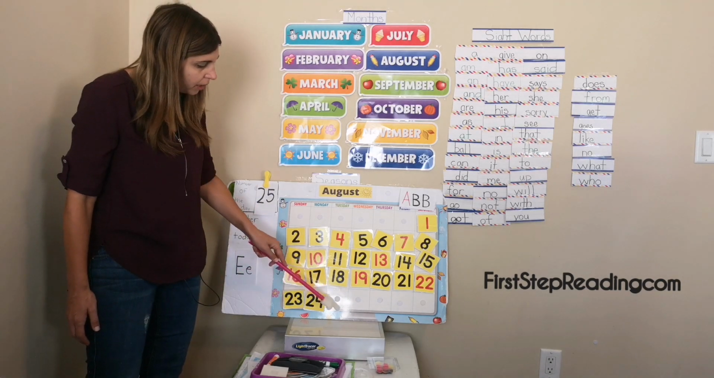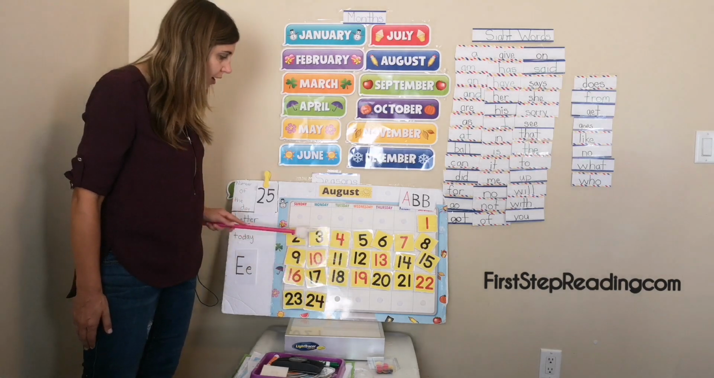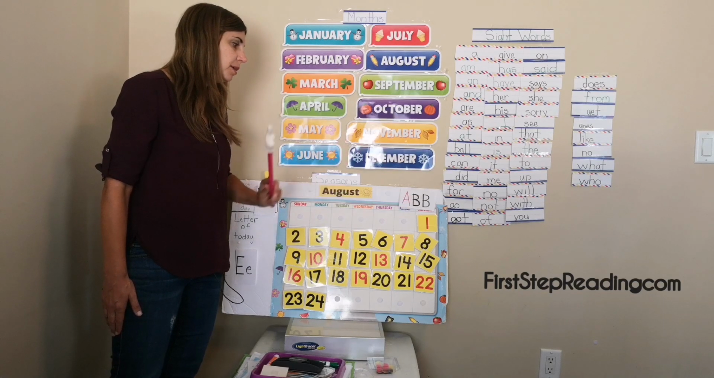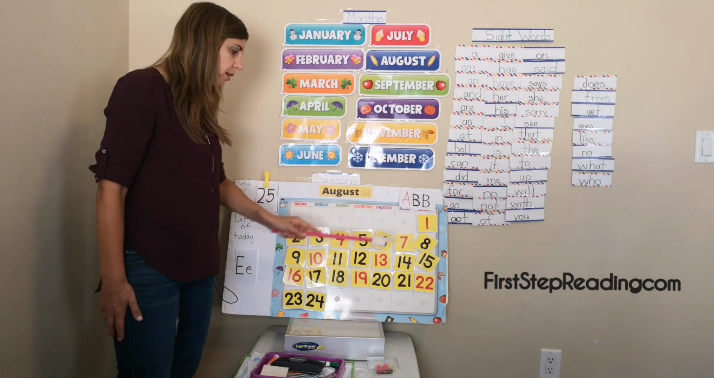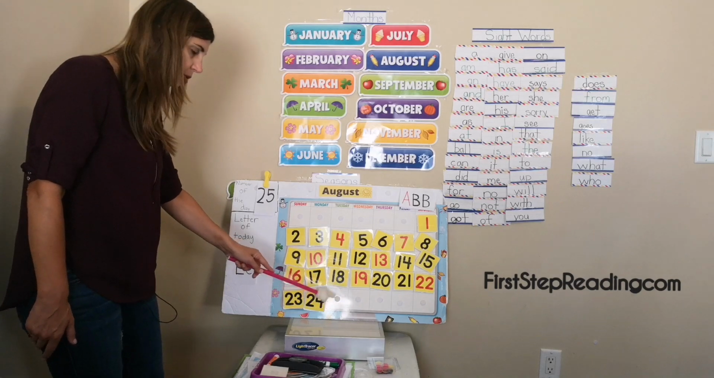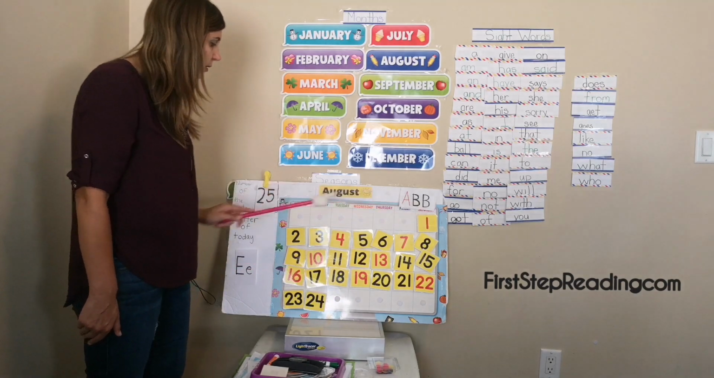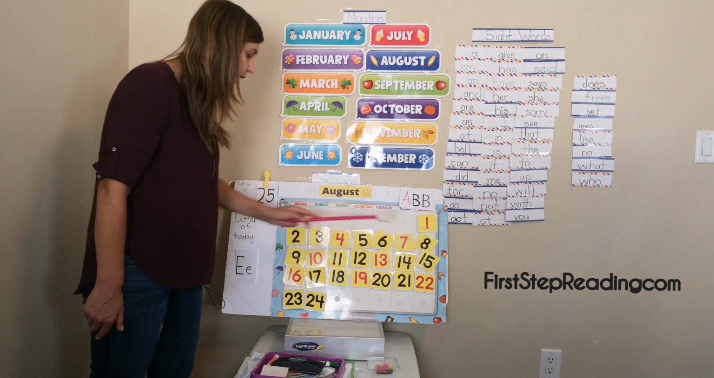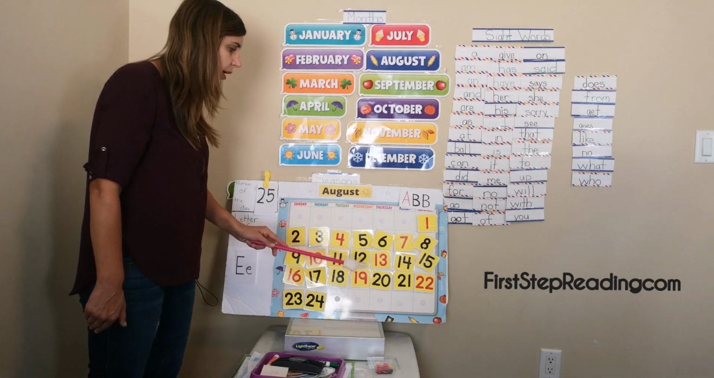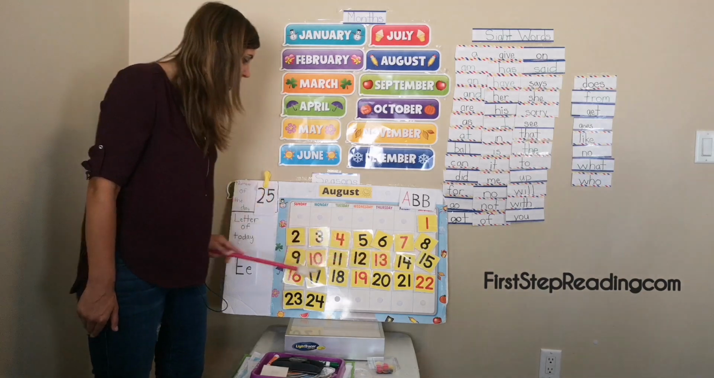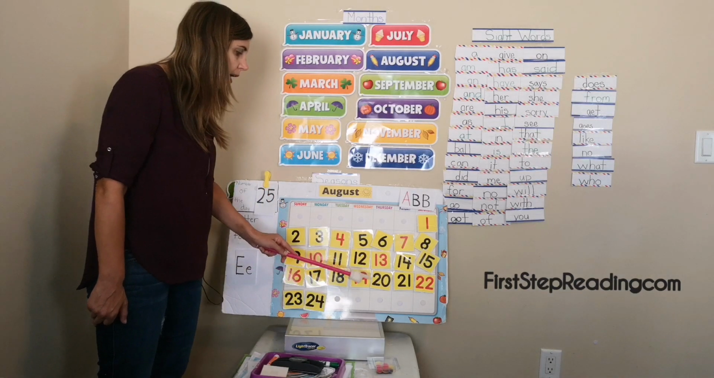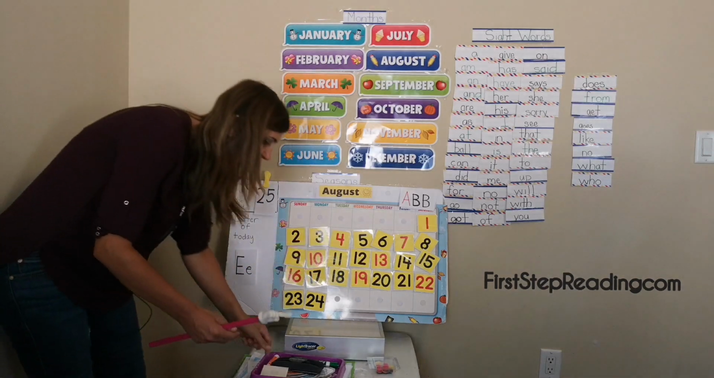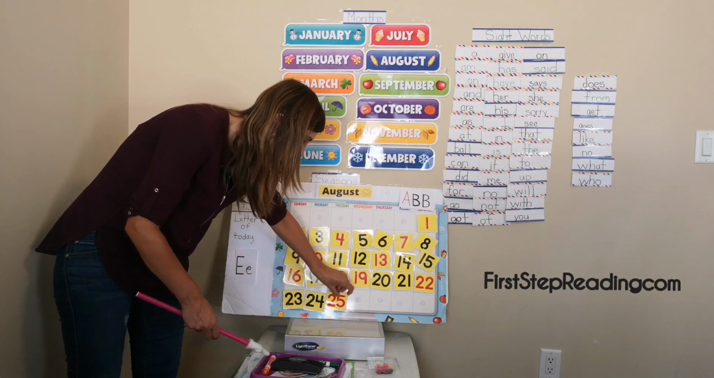Now I have to figure out what color my 25 should be because I have a pattern on my calendar. It's an ABB pattern. Red, black, black. So let's figure out what color our 25 should be. Red, black, black, red, black, black, red, black, black, red, black, black, red, black, black, red, black, black, red, black, black, red, black, black, red. We need a red 25.